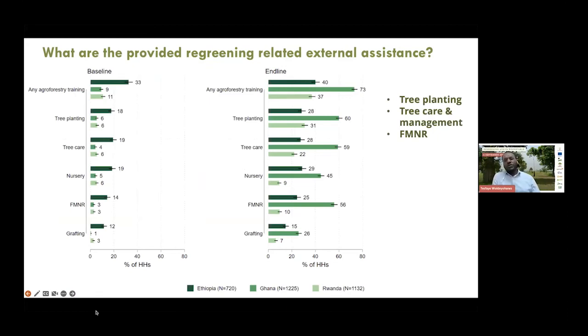We have also asked households on which specific regreening related initiatives they have been provided support. As you can see from the graph, the support has been predominantly on tree planting, different aspects of tree care and management, and farmer managed natural regeneration. Next, please.